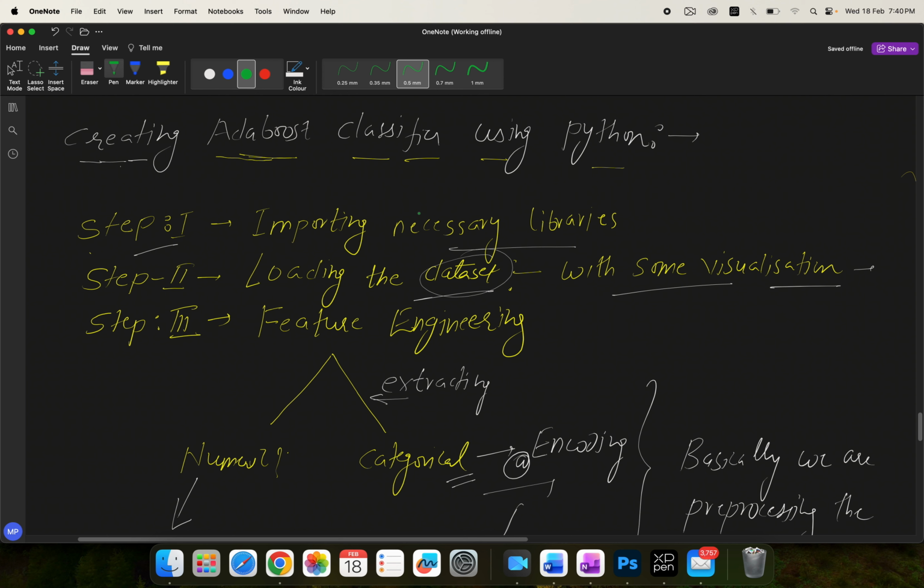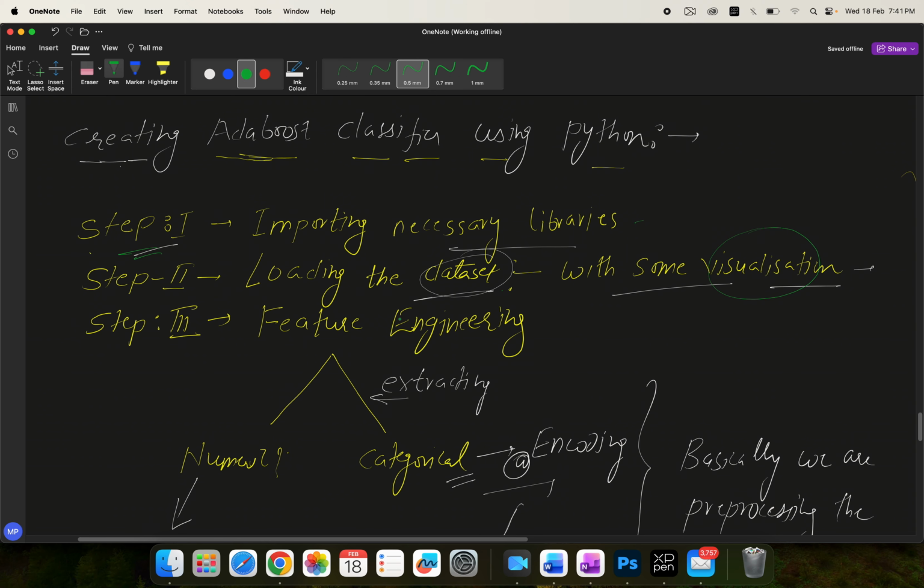Now let us go further. We will be creating an AdaBoost classifier using Python. So how do we do that in Python? Step 1 will be importing the necessary libraries. Step 2 will be loading the dataset with some visualization. We will check whether the dataset has null values or not, and whether it has extremely high or low values or not. We have to check all these things using box plots and various other visualization techniques.